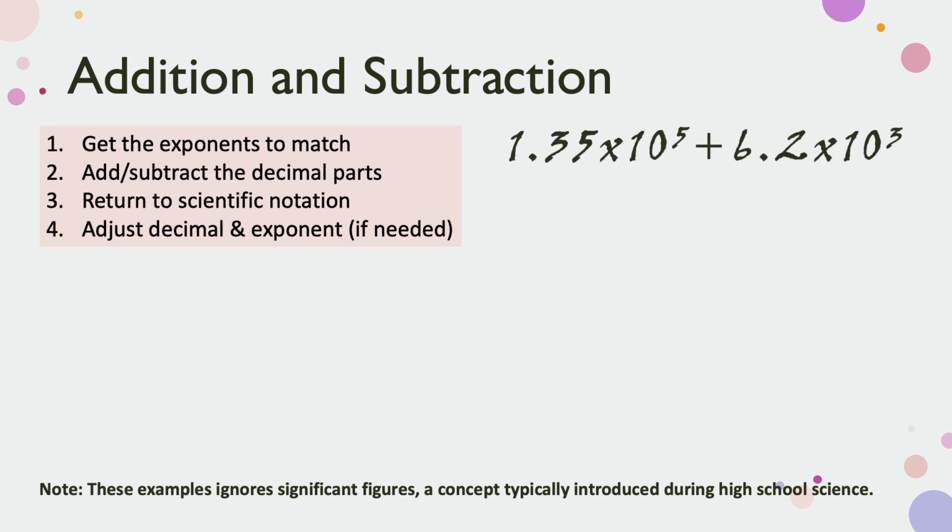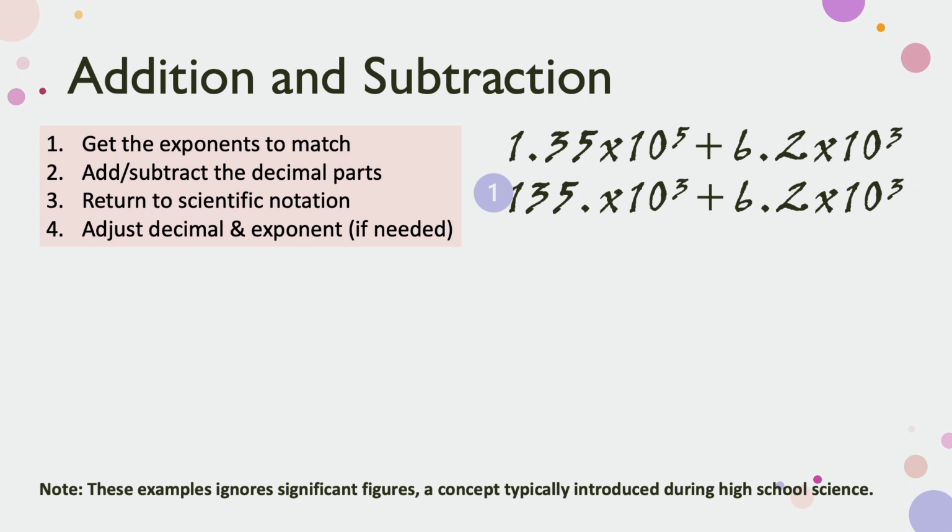Let's try this example. There are 4 steps to follow. First, get your exponents to match. You can choose which exponent to stick with. Personally, I usually pick to stick with the smaller exponent. In this case, that's 10 to the third. So 1.35 times 10 to the fifth becomes 135 times 10 to the third.